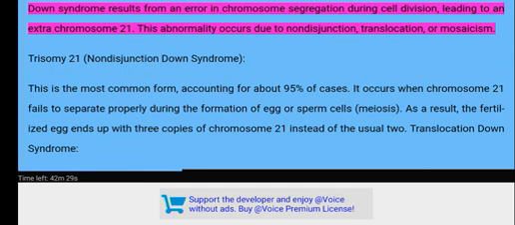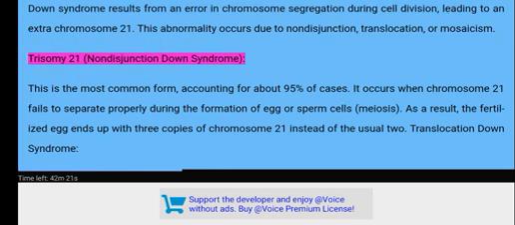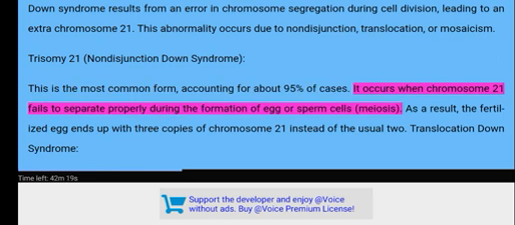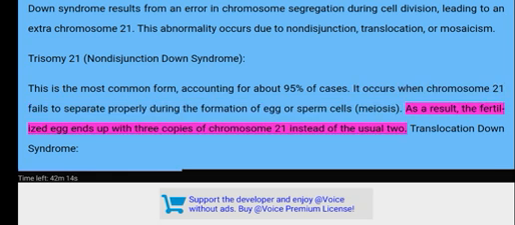Causes and genetic basis. Down syndrome results from an error in chromosome segregation during cell division, leading to an extra chromosome 21. This abnormality occurs due to non-disjunction, translocation, or mosaicism. Trisomy 21, non-disjunction Down syndrome. This is the most common form, accounting for about 95% of cases. It occurs when chromosome 21 fails to separate properly during the formation of egg or sperm cells (meiosis). As a result, the fertilized egg ends up with 3 copies of chromosome 21 instead of the usual 2.